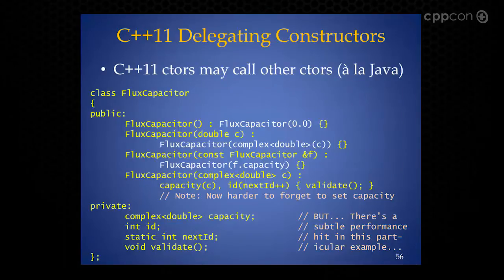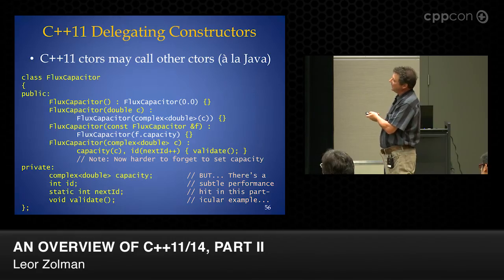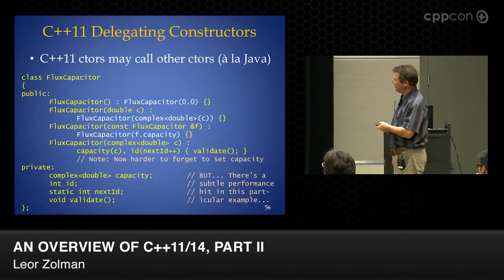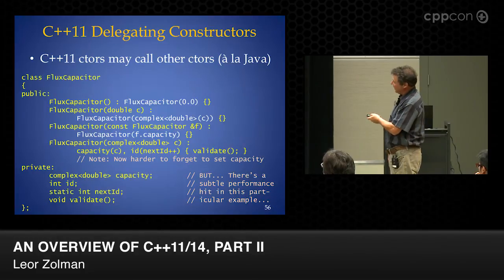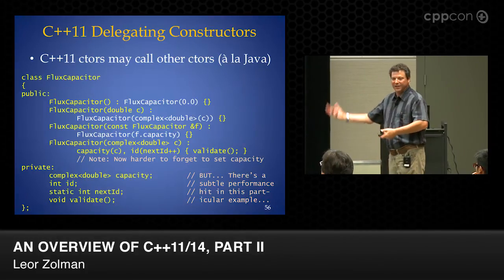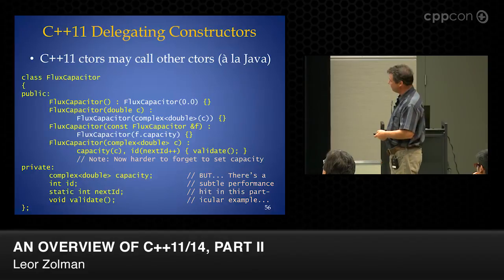OK. So in C++11, constructors can call other constructors. Again, it's not a silver bullet, but in some situations it might be helpful. So in this case, the constructor that takes the complex does the heavy lifting. It sets the capacity. He can't forget to do it now. It sets the ID, and it validates. And all the others will simply defer to that one, or to one that defers to that one. And because these are all inline, it's going to be efficient. Right? There's not actually a bunch of calls involved.